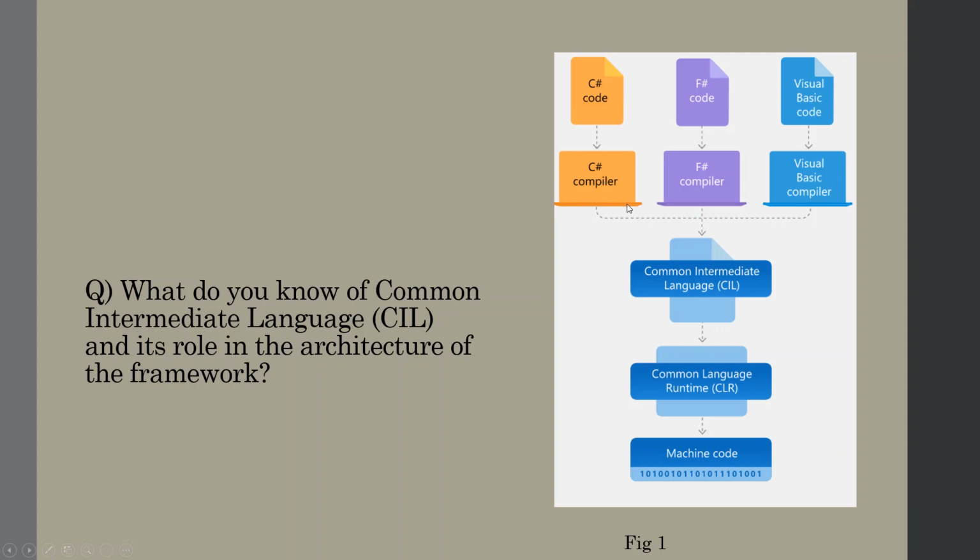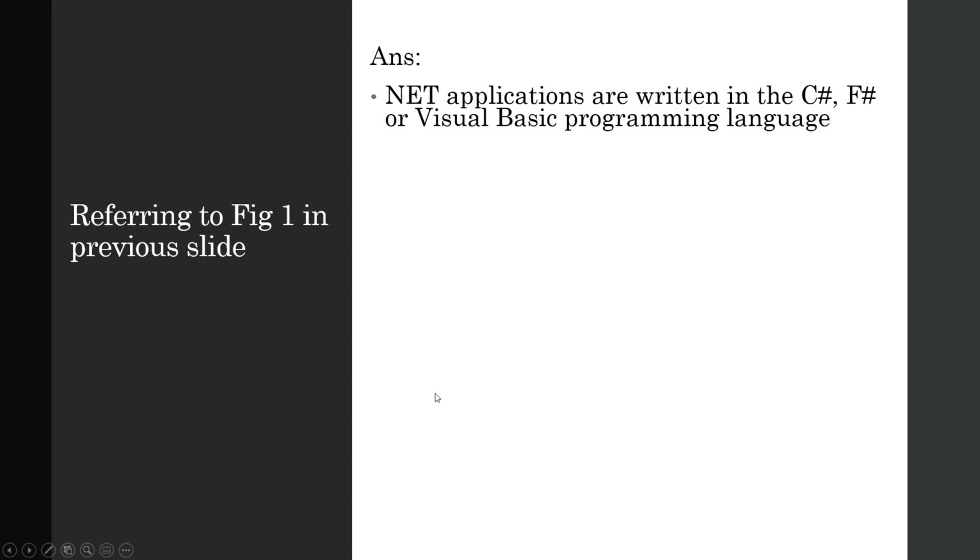Now all of this compiled output is passed through the Common Intermediate Language or CIL, which is language agnostic or language independent. This then passes it to the Common Language Runtime. This Common Language Runtime takes the help of a just-in-time compiler and compiles this CIL code to machine code, which is read by the machine hardware, which is made of ones and zeros. So that's what is explained.